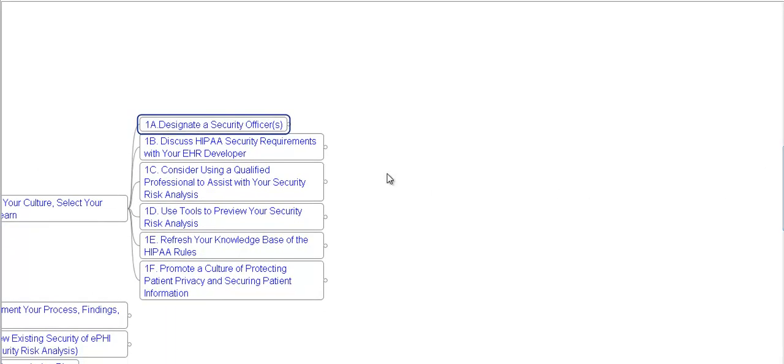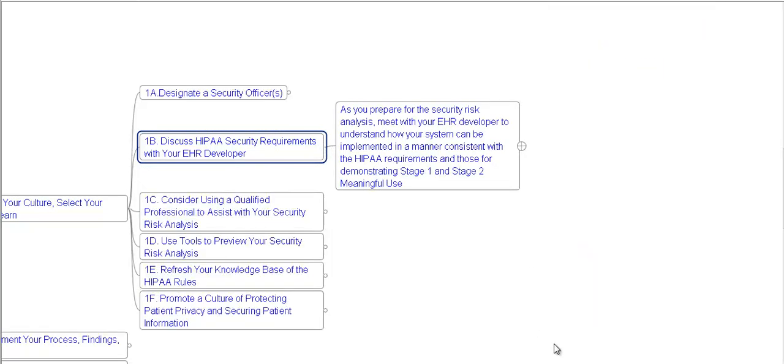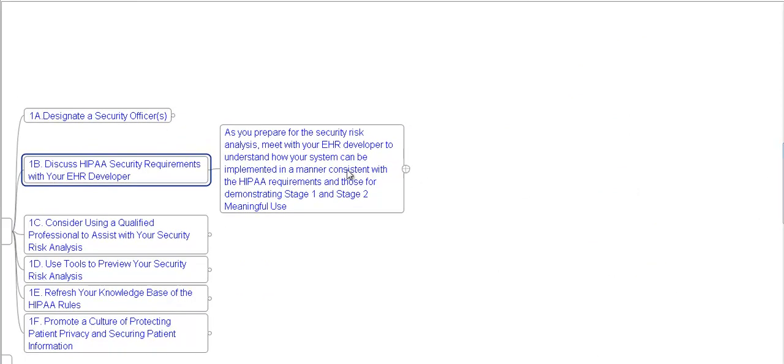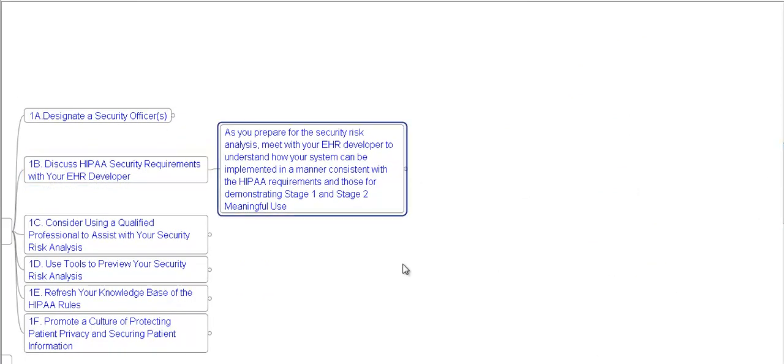Now let's see the second topic. Discuss HIPAA security requirements with your electronic health record (EHR) developer. As you prepare for the security risk analysis, meet with your EHR developer to understand how your system can be implemented in a manner consistent with HIPAA requirements and those for demonstrating stage 1 and stage 2 meaningful use.